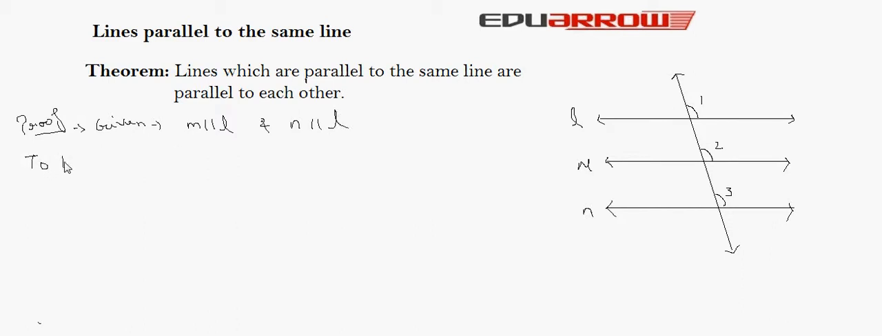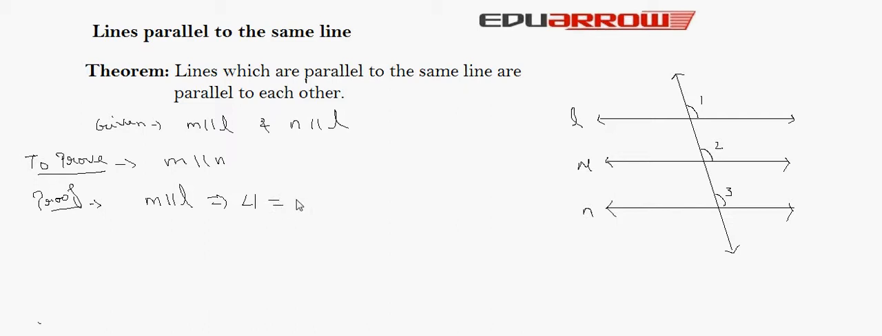Now, to prove that line M is parallel to line N. It is given that line M is parallel to line L. Therefore, their corresponding angles are also equal. So, we can say that angle 1 is equal to angle 2, as we know that corresponding angles are equal.